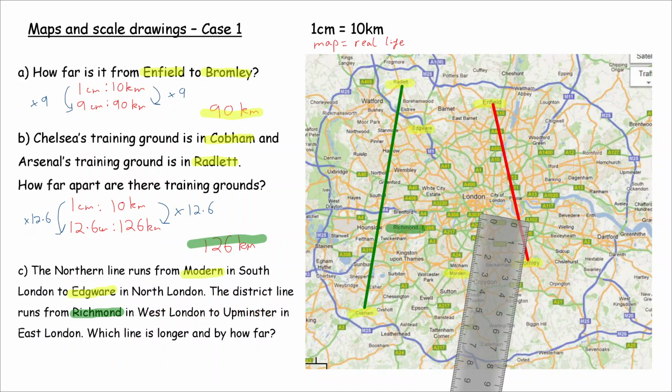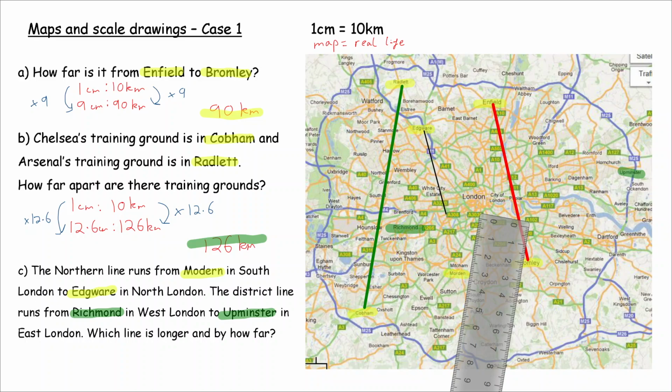Upminster in East London. Okay, so Upminster in East London is going to be over here somewhere. Can we find it quickly? I can find it quickly. There we go. Good. Upminster is over here. So you're trying to find which line is longer and by how far. Okay, so a bit of working out here to do. Let's go and begin by looking at Morden to Edgware. Let's do that in yellow. Let's get a thick line so we can see what's going on.